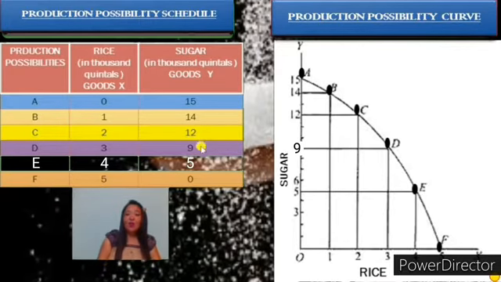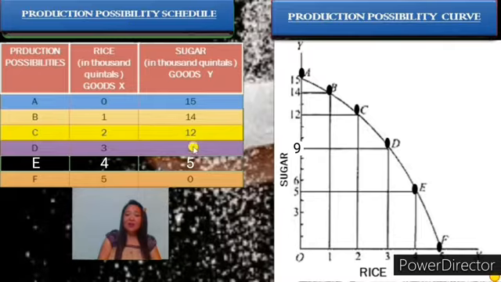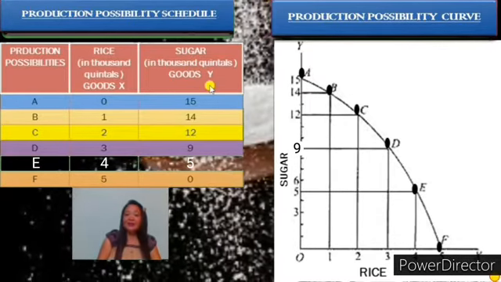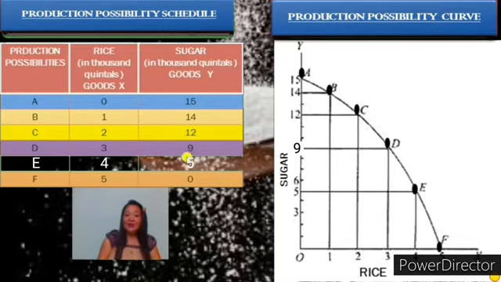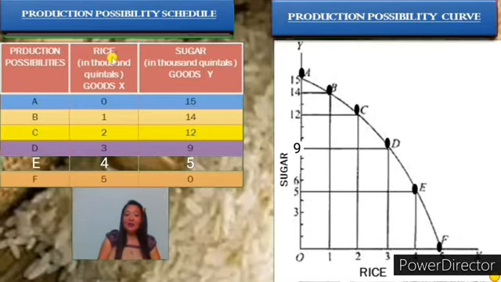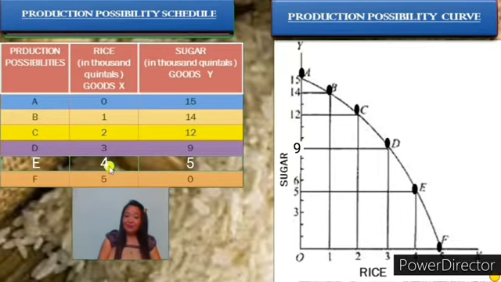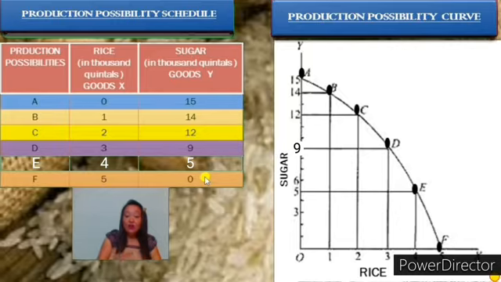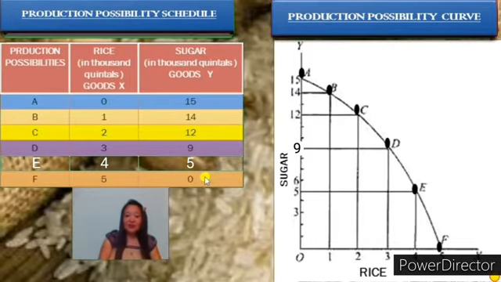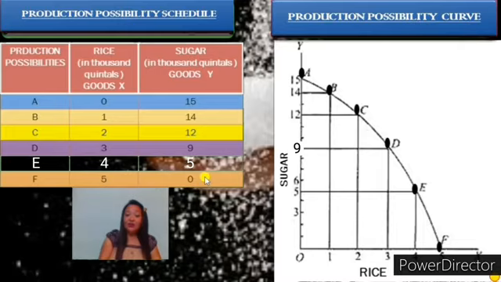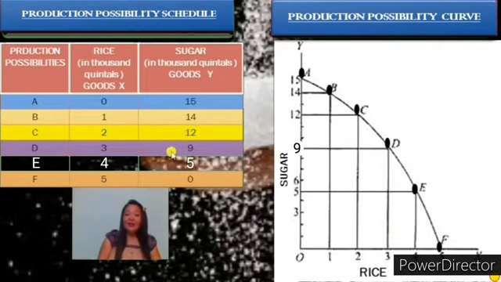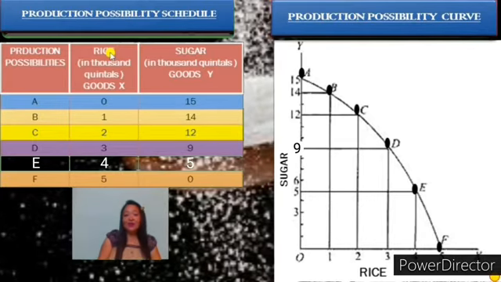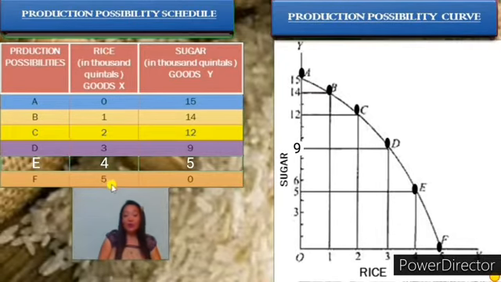So similarly, if you go on reducing the amount of resources in goods Y, that is in the production of sugar, then ultimately the production of rice will rise. Finally, if you do not want to produce any sugar, say the entire resources you allocate in the production of rice, then what happens? The production of sugar will be 0 and the production of rice will increase to 5 units.